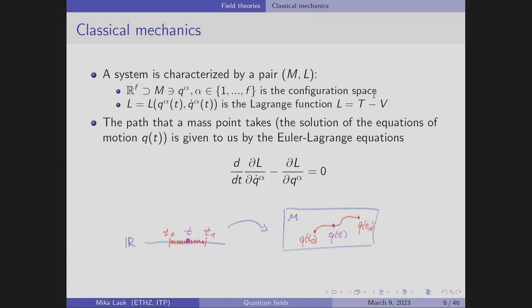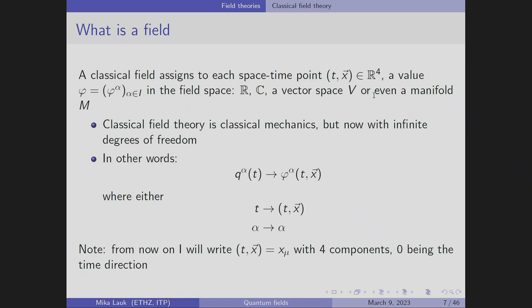Fields are very much similar, but there's one important difference. Now, a classical field is something that takes each point in space and time, a time point and a space point, and it gives it a value in what we call the field space. The field space can be a lot of things. It can also be R to the power of 3, but it can also be the complex plane, it can be any vector space, it can even be a manifold.